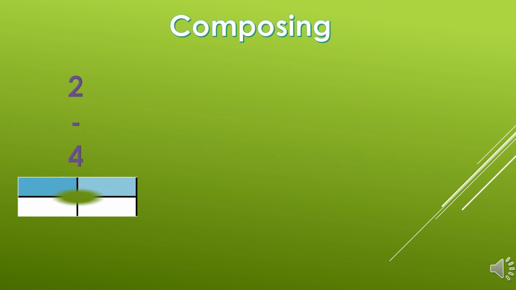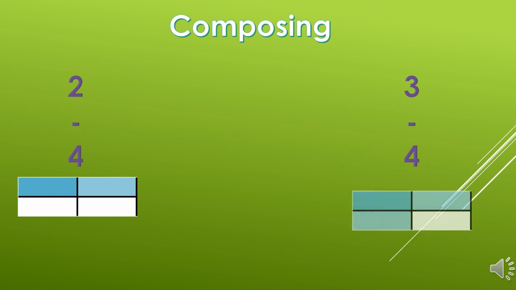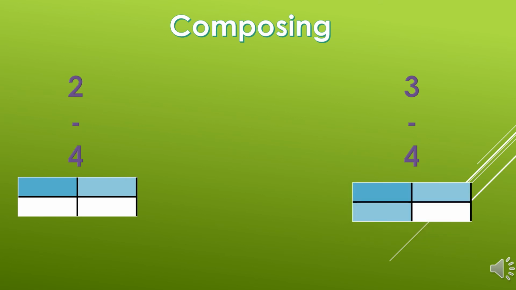Another way to represent composing fractions with the strip diagram, here I have 2/4, and you can see that I'm shading 2 parts out of 4 total to represent 2/4. The other fraction that I have is 3/4, and here you can see that I shaded 3 parts out of 4 total to represent 3/4.